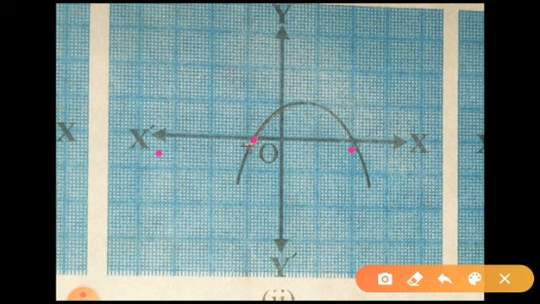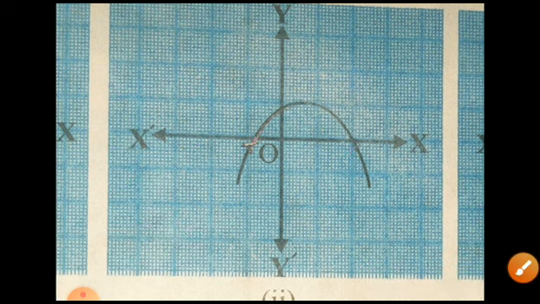Okay, now suppose I have drawn a graph like this. Can you guess how many zeros I will have? See, this is my x-axis. Do this and this intersect each other? No. That means in this case, you won't have real roots. That means the zeros of the given polynomial won't exist.